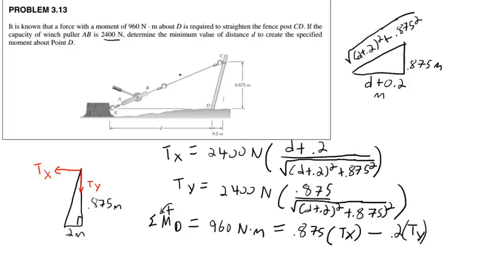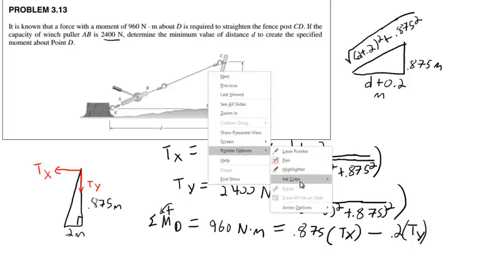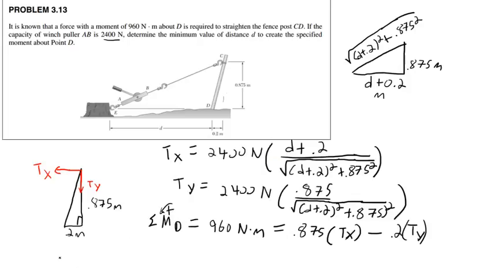Okay, so first you can realize that there's going to be a 2400 in here and a 2400 in here. So first thing I'm going to do is to simplify, actually, you know what, that's going to confuse people. Let me just write this here. So 960 equals 2400, I'm pulling out the 2400, 2400 over root (d plus 0.2) squared.